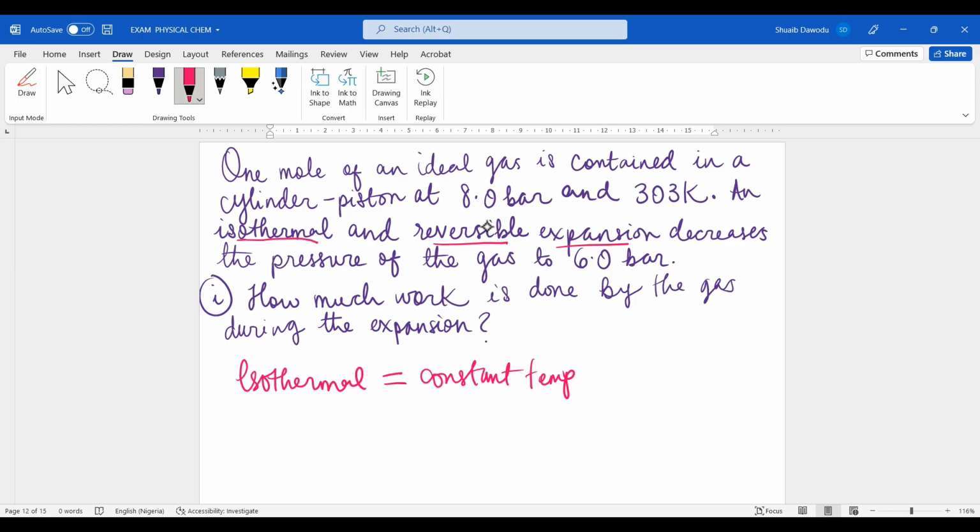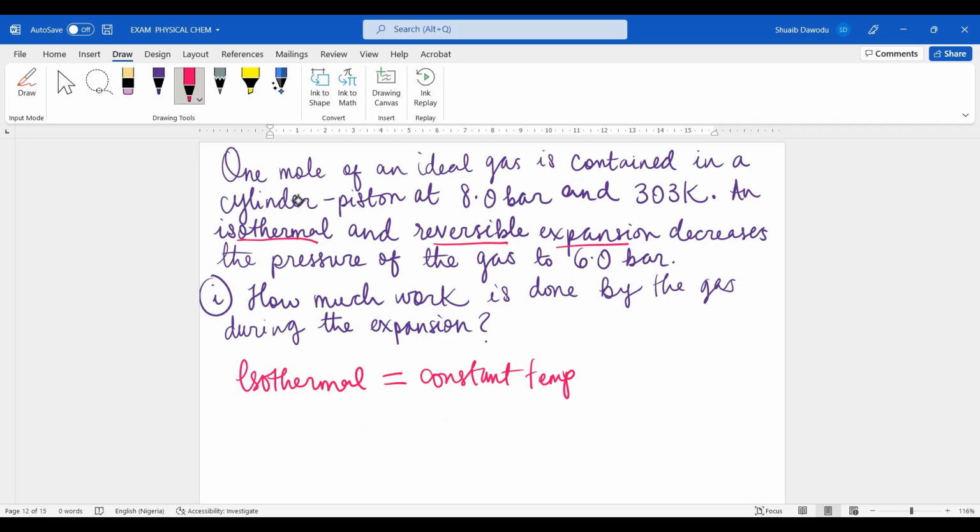And then reversible expansion, we're told that the volume actually increases. So V initial is less than V final. So there's an increase in the volume, and this in turn decreases the pressure of the gas to 6.0 bar.